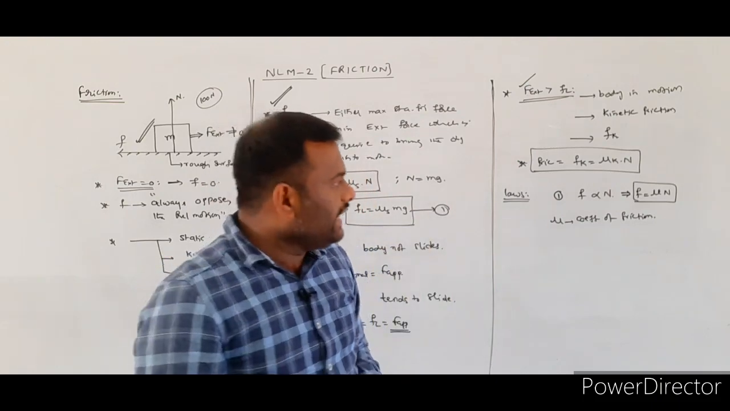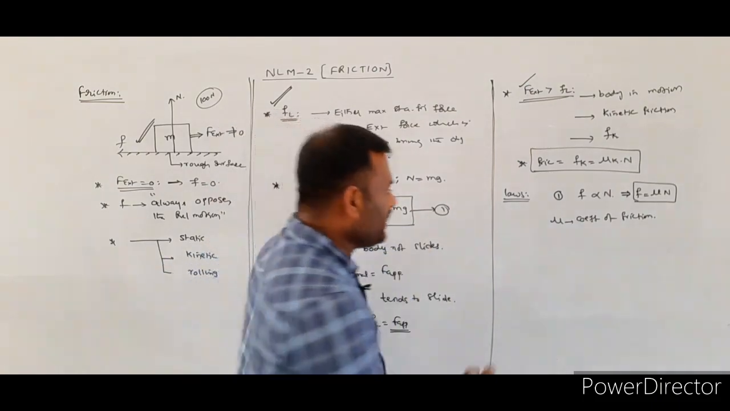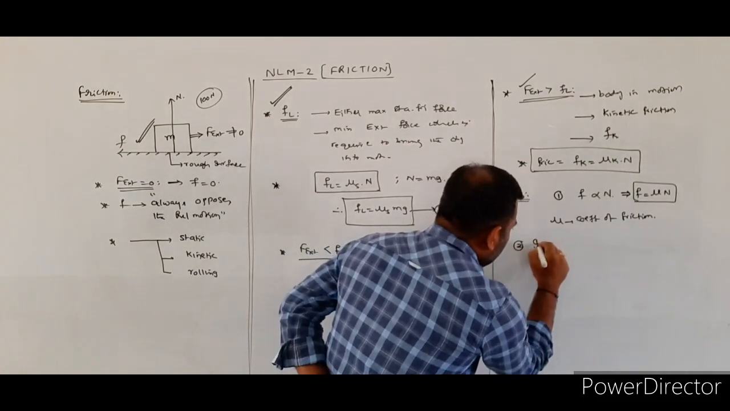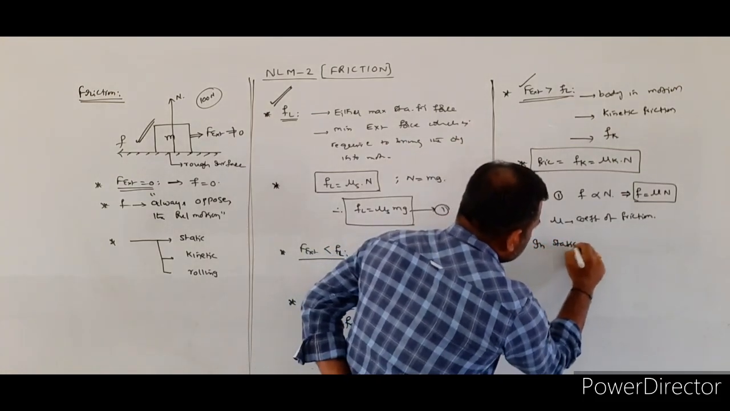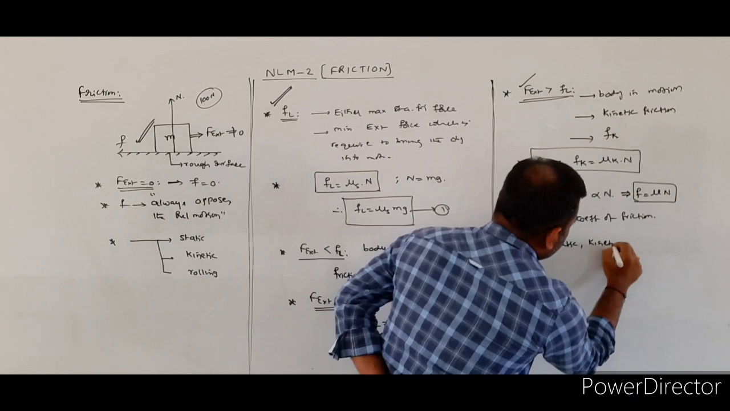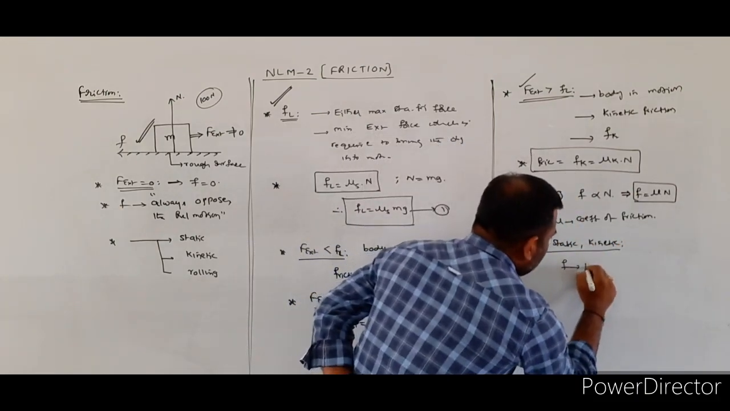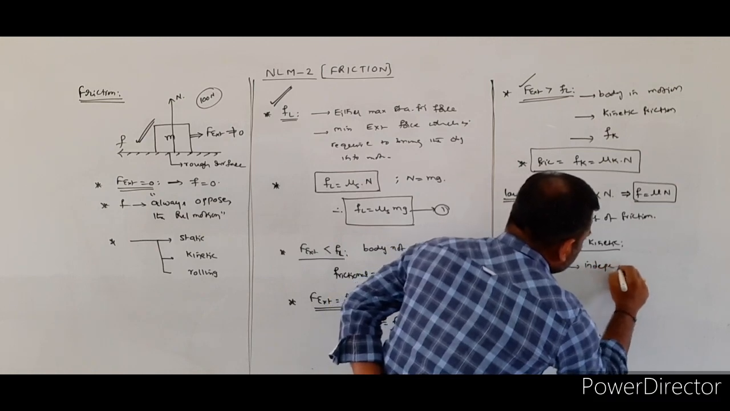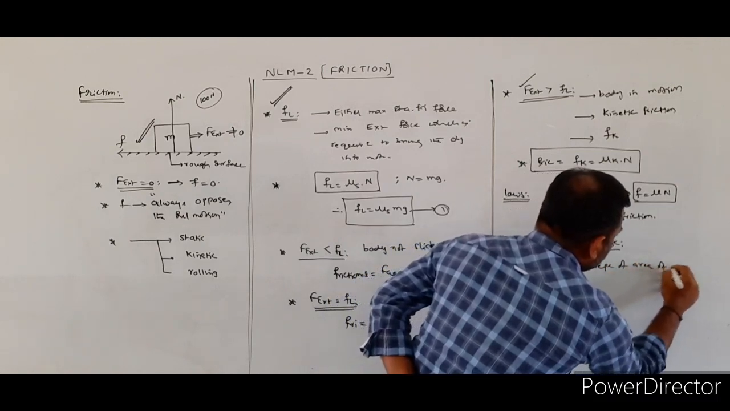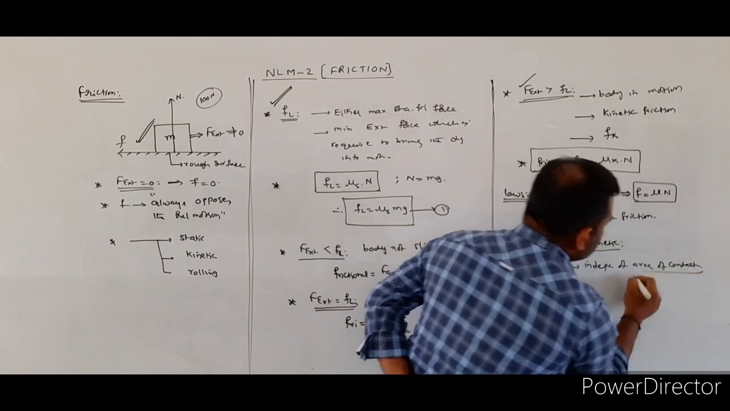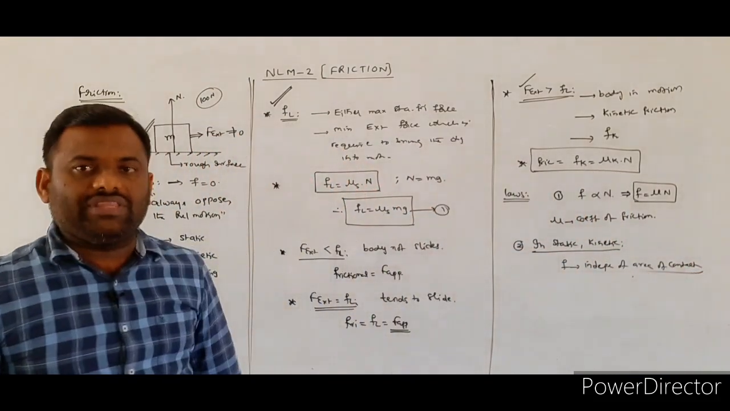Frictional force is what? Independent of the area of the contact. In which cases only? In static and kinetic friction. The frictional force F is independent of the area of contact.